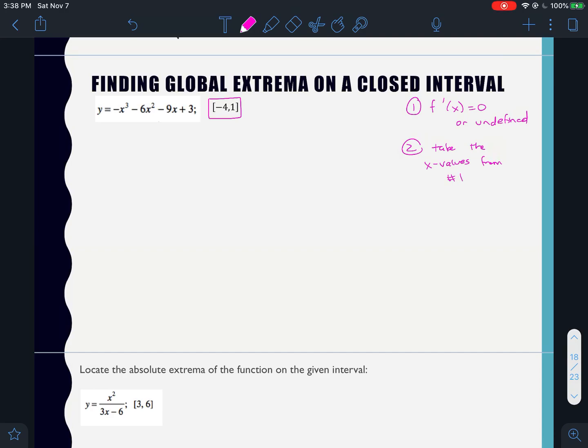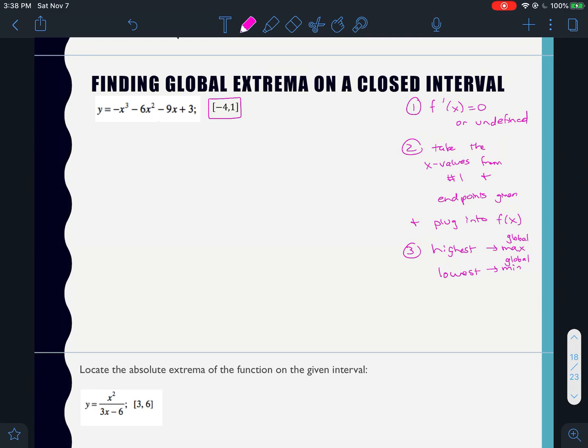Then you're going to take the x values from number 1 and the endpoints that were given and plug them into and substitute them into f of x, the original function. The highest y value, the biggest value you get is going to be the max, and then the lowest y value that you get is going to be the global min. So that's how you're going to find your global mins and maxes.